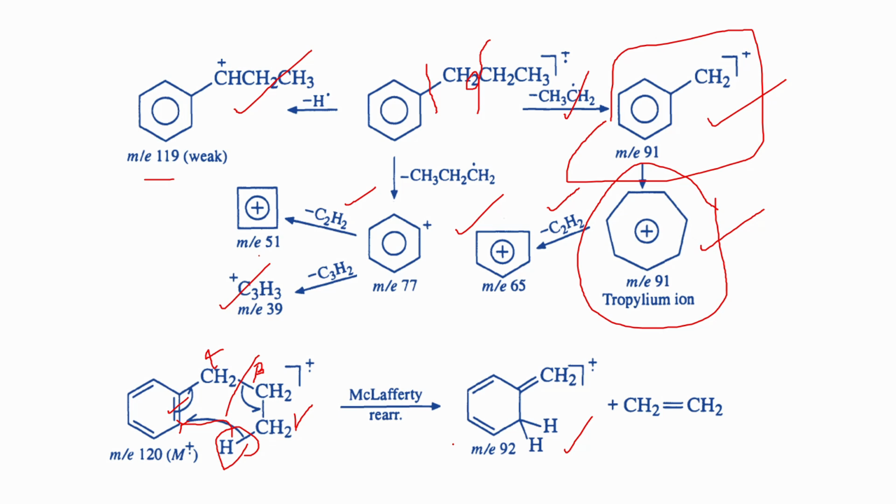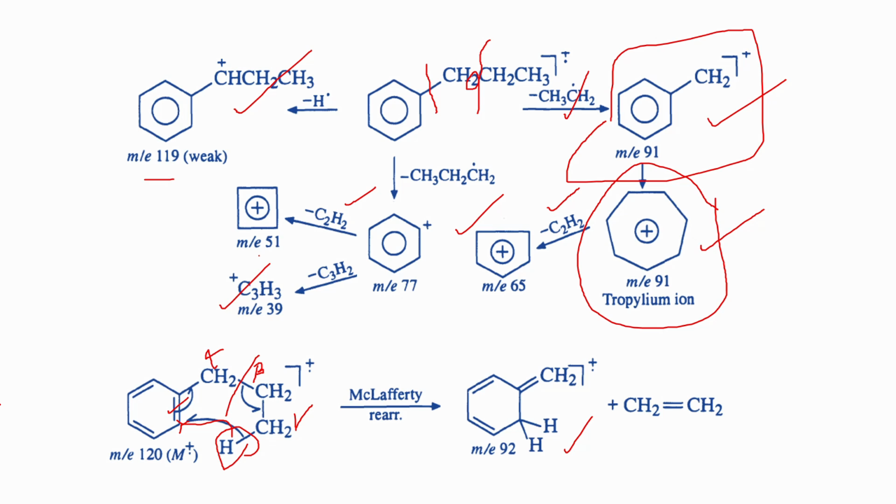There is a chance for formation of phenyl carbocation with very low intensity with m/z value 77 because it is highly unstable. It eliminates a molecule of acetylene to form cyclobutadienyl carbocation with m/z value 51. Phenyl carbocation may eliminate a molecule of C3H2 forming cyclopropenyl carbocation with m/z value 39.